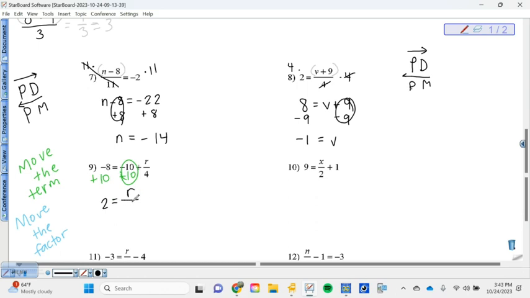What does that line mean? Divide. Good. So now how am I going to get rid of this divide by 4? Multiply by 4 on both sides. So what does r equal? Good. Can you guys do number 10, please?